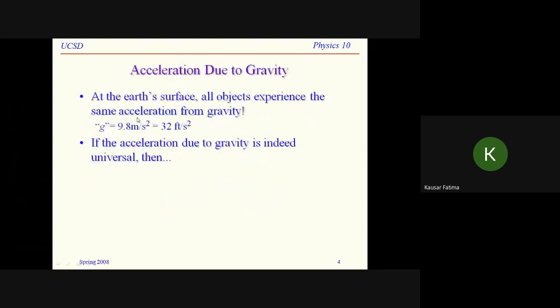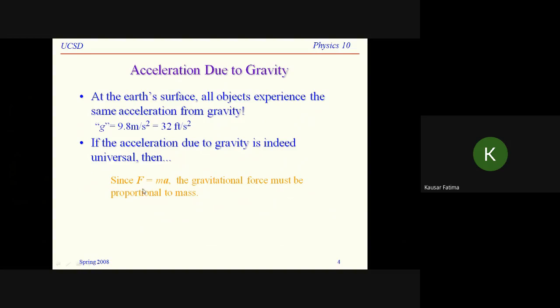So at the Earth's surface, all the objects experience the same acceleration, and that is 9.8 meter per second square. And when we round it off, it's 10 meter per second square. But acceleration due to gravity for the surface of the Earth is 9.8, while for any other planet, it will be different depending on its mass. But acceleration due to gravity is there whenever there is a massive body.